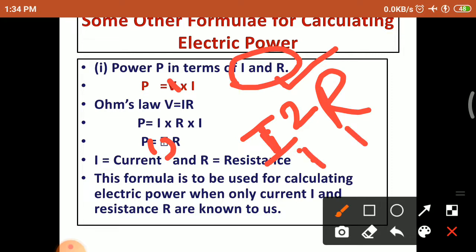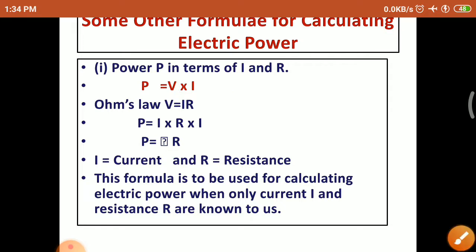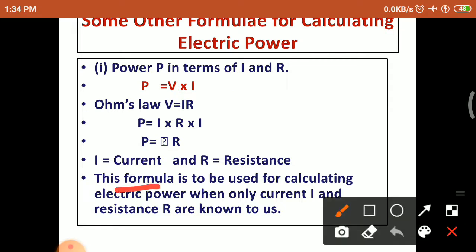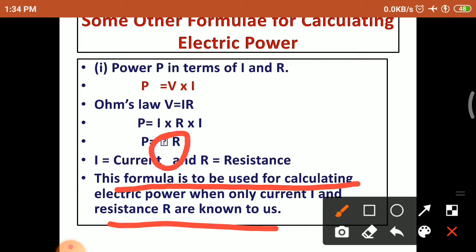Here I is the current, R is the resistance. So this formula is to be used for calculating electric power when only the current I and resistance R are known to us. Here I squared R.